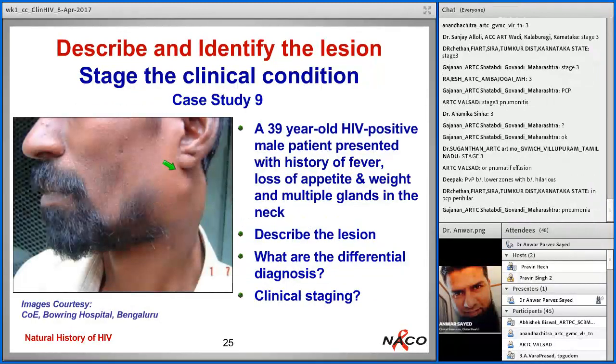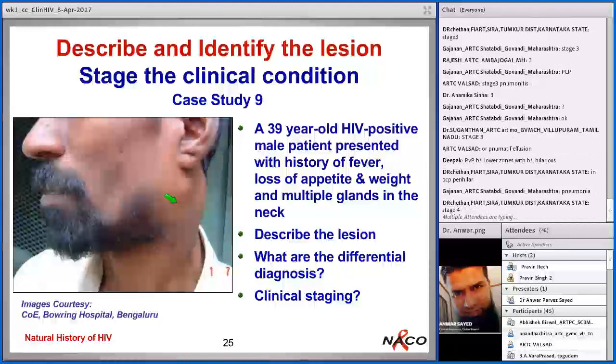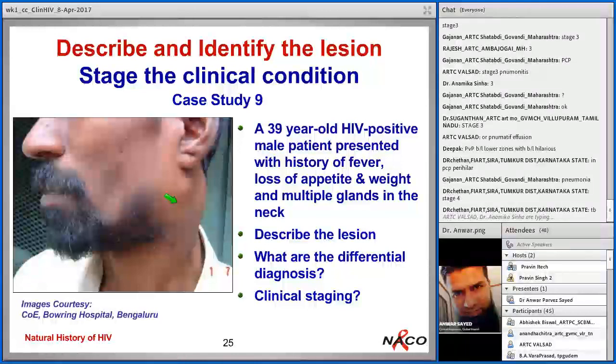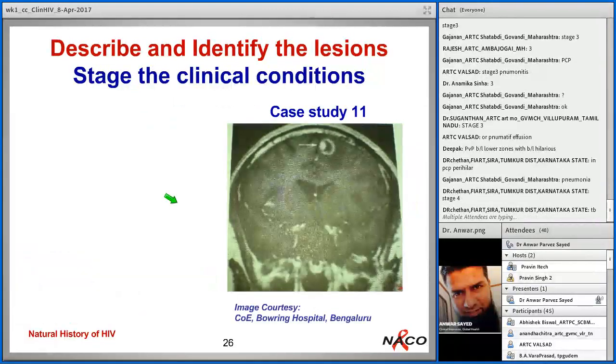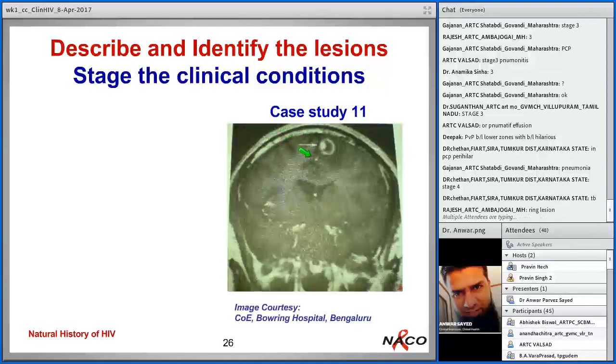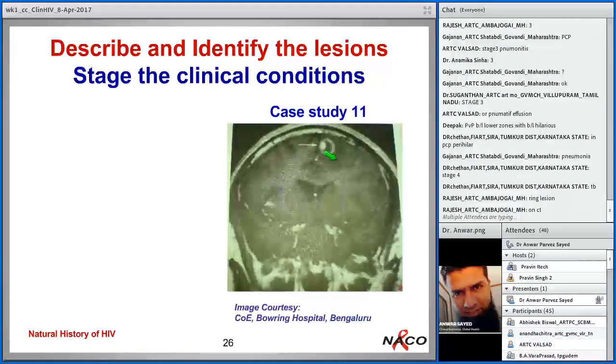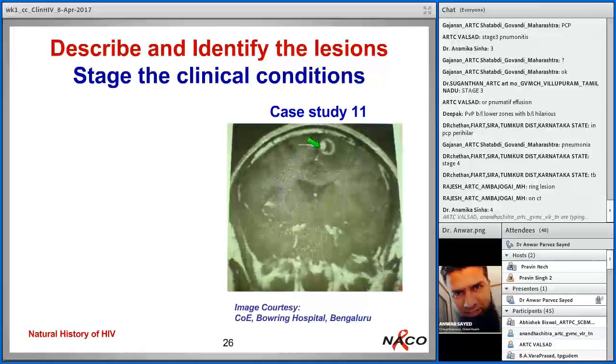PCP usually doesn't present as consolidation or pneumonia like this, because PCP is most commonly seen as an interstitial disease. So you will see more prominence of the interstitial markings in PCP, and slowly there will be a ground glass appearance, which can be seen in severe PCPs. You will see perihilar lesions and all. But here you can see clear demarcating lines, and this presentation is more in favor of pneumonia than PCP. I'll show you also how PCP looks like.